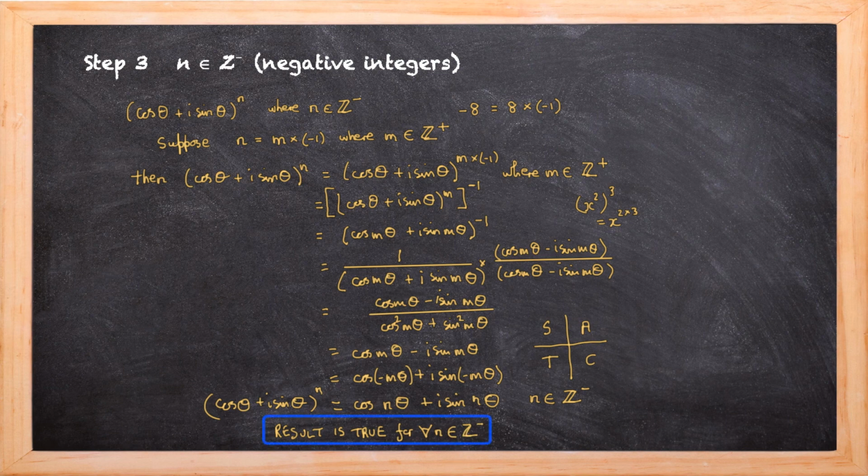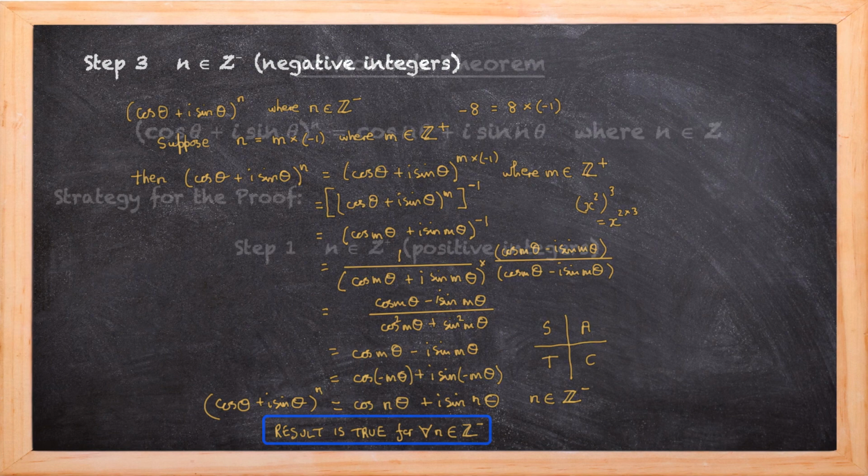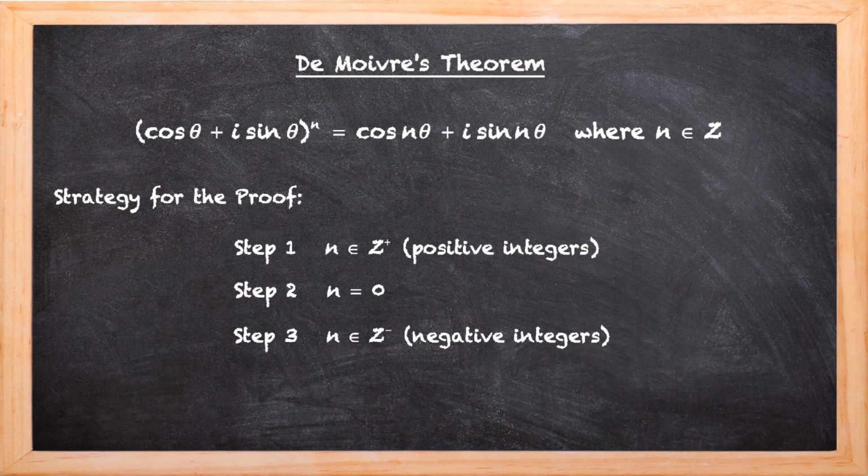Now let's combine all of these together. Step 1, step 2, step 3 can all combine, and we have, in all its glory, de Moivre's theorem for all integers n.